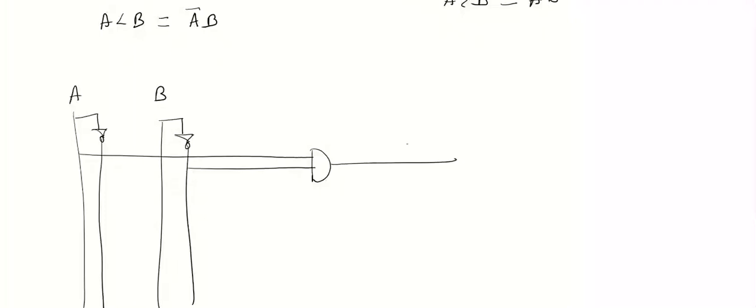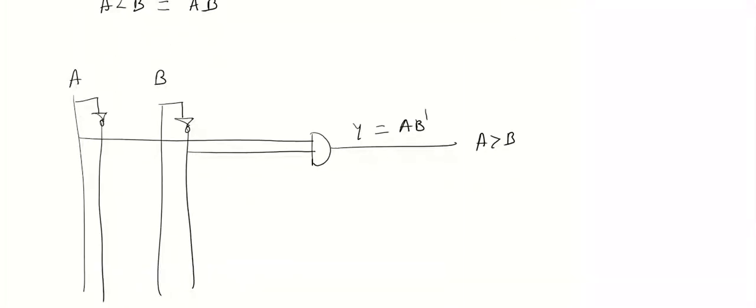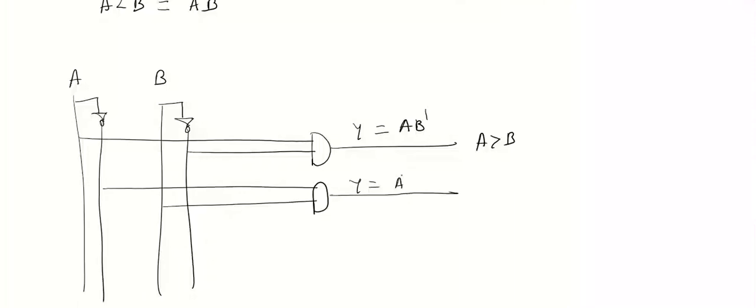This is Y equal to A B bar, which is the output A greater than B. Similarly, for A less than B, I am using an AND gate here. A bar is one input and B is the other input. Y is equal to A bar B, and this expression represents the A less than B output.